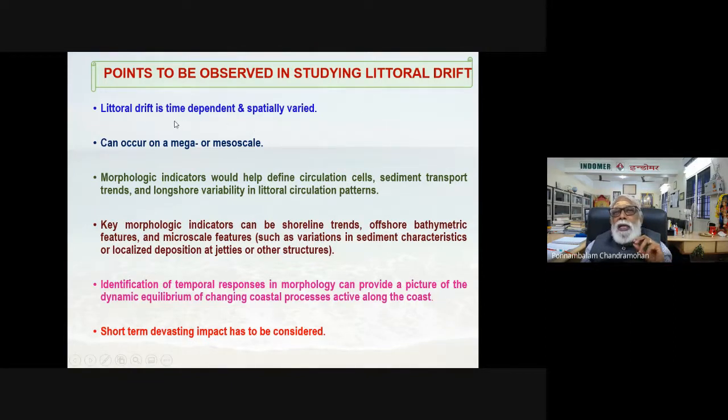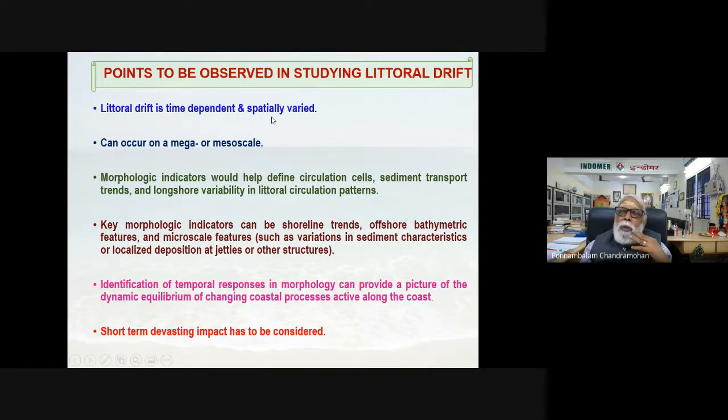littoral drift, is that it is not a constant physical process. Any day, it will not be the same. It is like a wave. Each and every wave will have one wave height and period, and it is a kind of random process. Like the littoral drift also is a kind of random process. It is totally time dependent, and also it will vary from place to place.